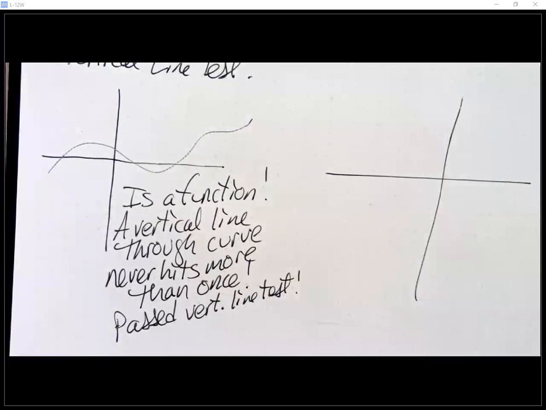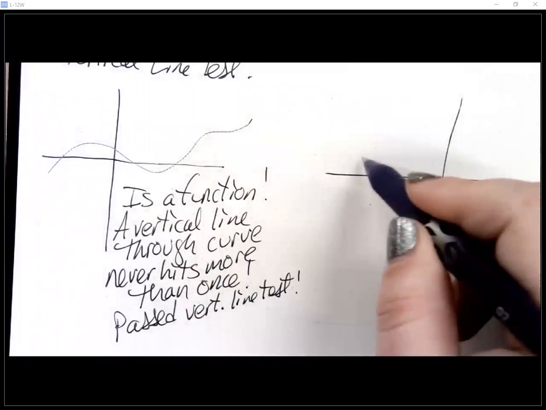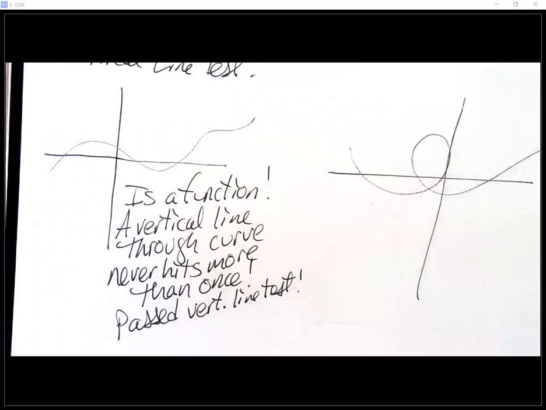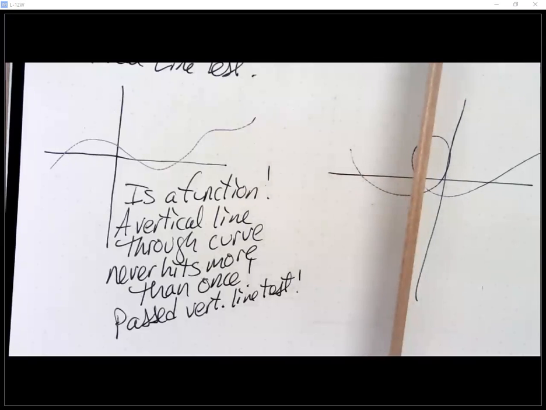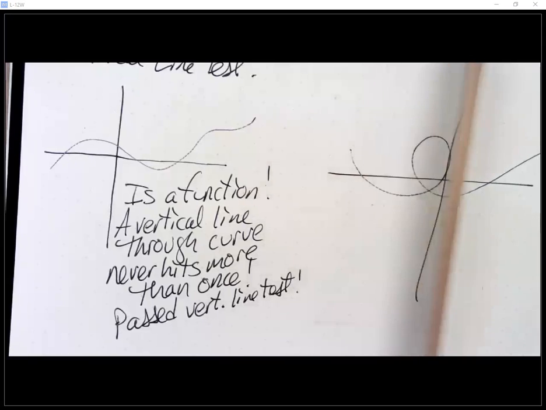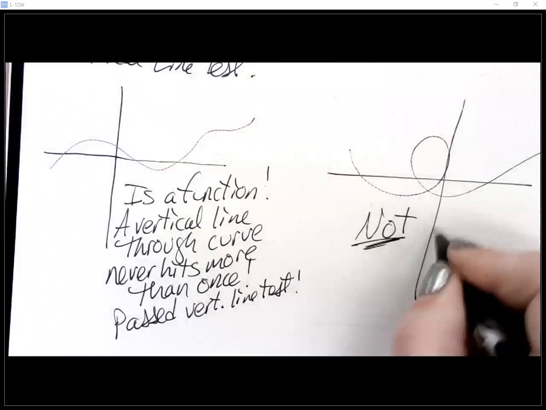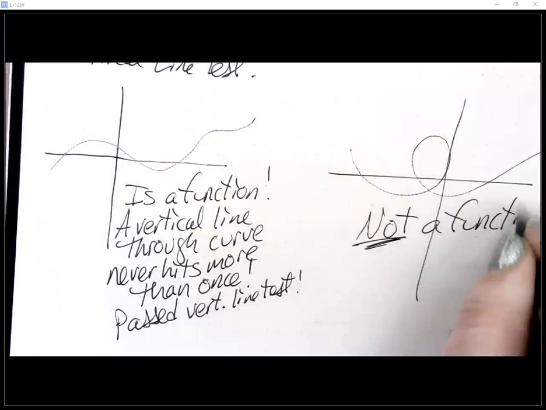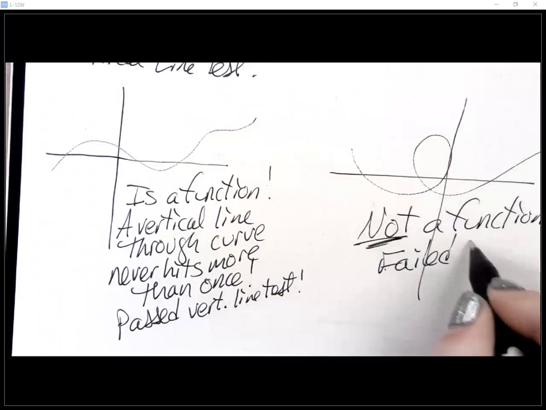So of course, I want to give you an example of one that fails. You could do so many things. You could do a circle, you could do a roller coaster loop-de-loop. I'll do that. It doesn't matter where on the curve it fails. If it fails anywhere, it is not a function. As you can see, when I pass my vertical line, very quickly I hit places where it hits more than once, so you have failed. Not a function. Failed vertical line test.